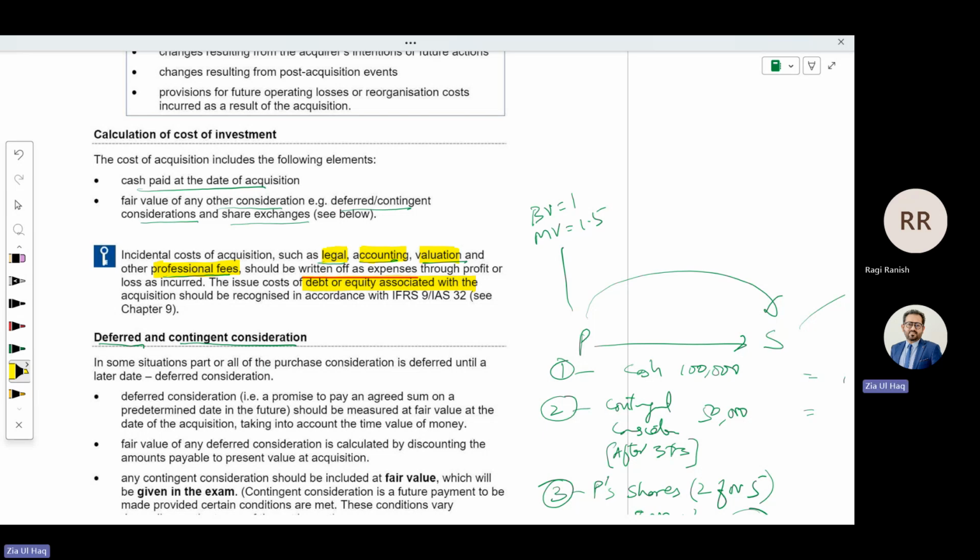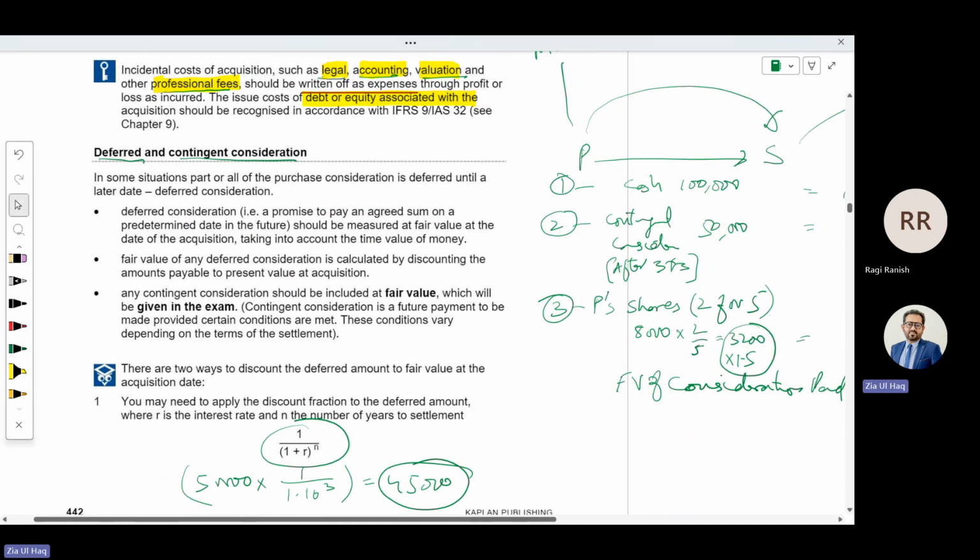Cost of capital will include what cash you have paid, what you will pay in future, its present value, and if any share you are giving, its market value. These costs will not be capitalized, will not be part of consideration paid. Deferred or contingent consideration: in some situations, part of or all of the purchase consideration is deferred, meaning it will be paid in future, at a later date. Deferred consideration means it's a promise I will pay in future.